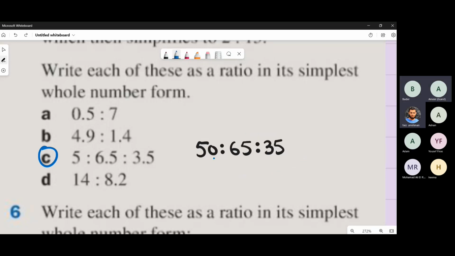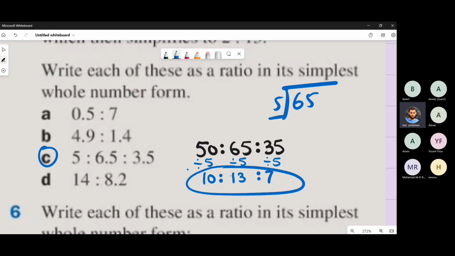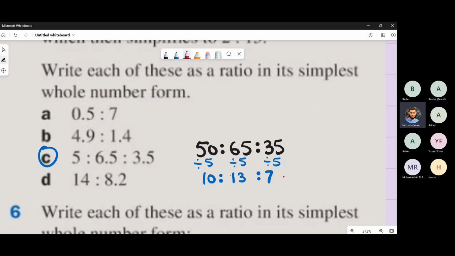Which table will we use to simplify them? 5. Go for 5. What will 50 divided by 5 be? 10. Okay, Badr, very good. Next, 65 divided by 5 equals 13. Next, 35 divided by 5 equals 7. Is it in the simplest form, or is any more simplification possible? No more possible. So we will just stop here.